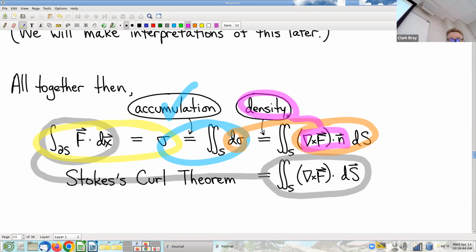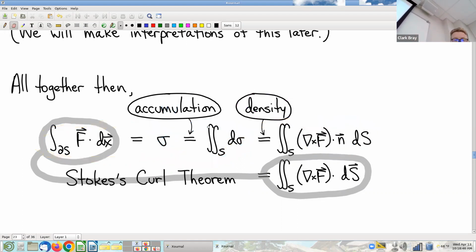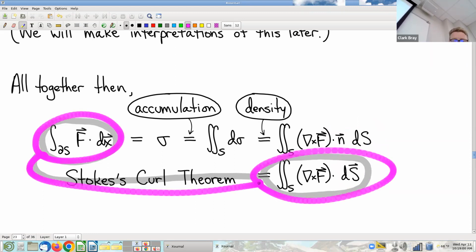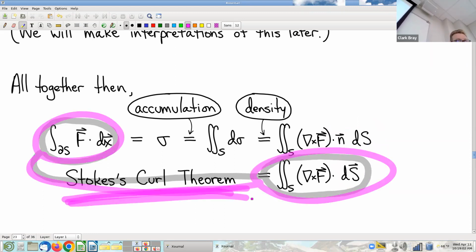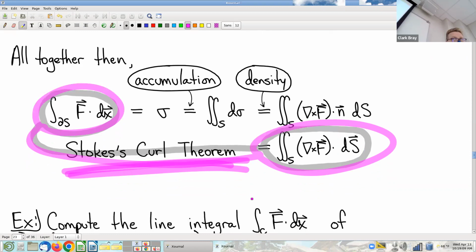And having written all this down, having put these Lego pieces together in exactly the same way as we've done several other times, and then recognizing, if only for notational convenience, that we can rewrite that as such, then we have ourselves a new theorem, and this is Stokes's curl theorem. Okay, so this is almost where we left off last time, but I just wanted to hit those highlights again.